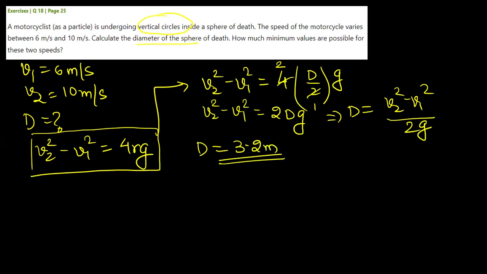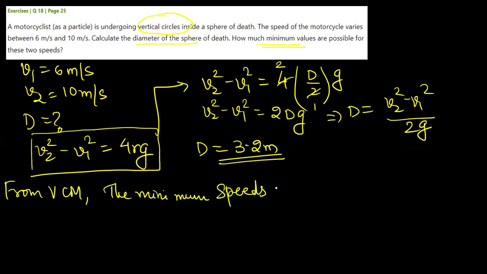10 square minus 6 square upon 2 into g, take the value of g as 10, that will work. So you will get this as 3.2. What is the minimum speed they are asking? How much minimum speed is possible? So from vertical circular motion, VCM, in the derivation we have seen, the minimum speeds are v1 equal to root of rg and v2 equal to root of 5rg.